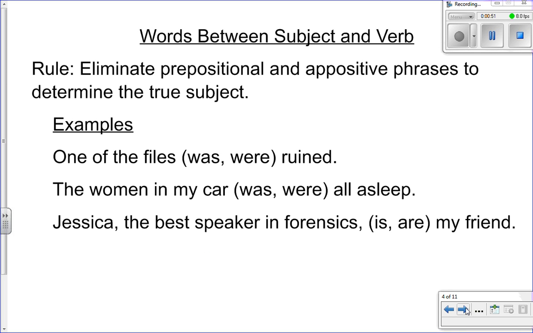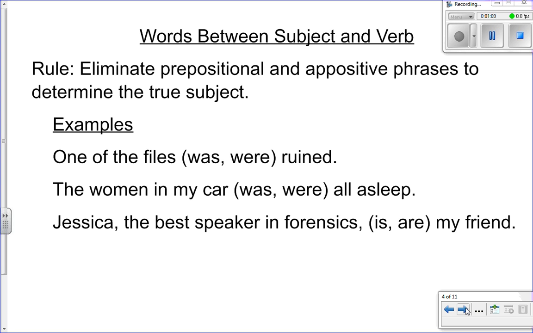Now the problem is that we have some tricky situations with subjects. First of all, words can often come between the subject and the verb. It can make it difficult to choose the correct verb for the sentence then. So one of our rules is to eliminate prepositional and appositive phrases to determine the true subject of the sentence.